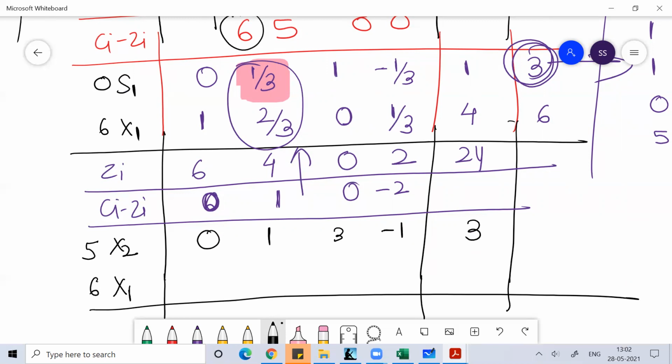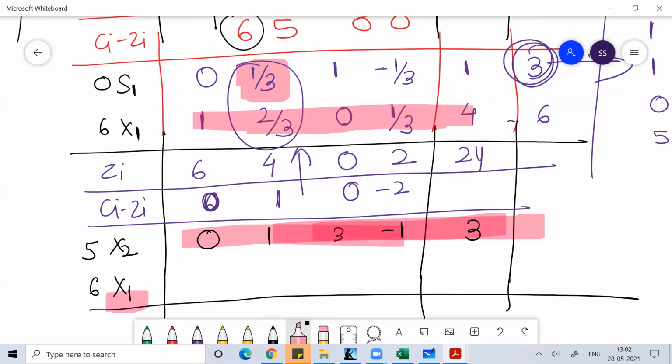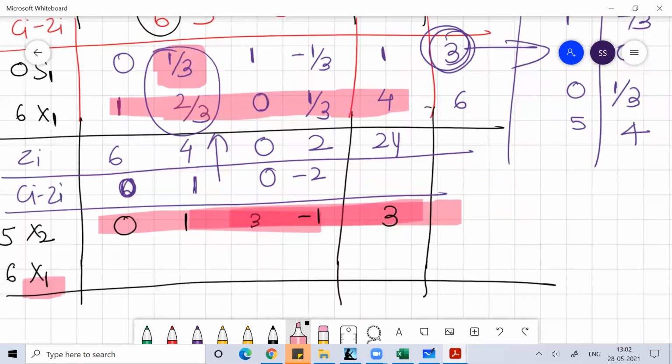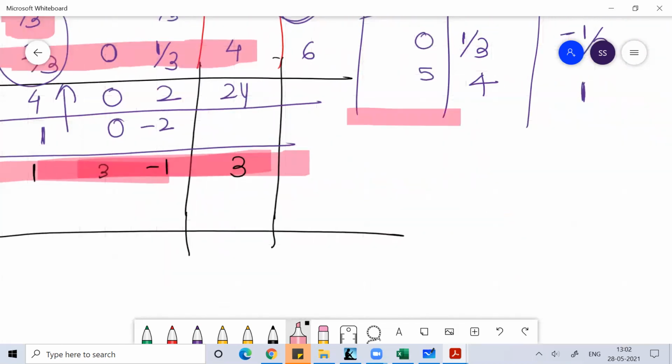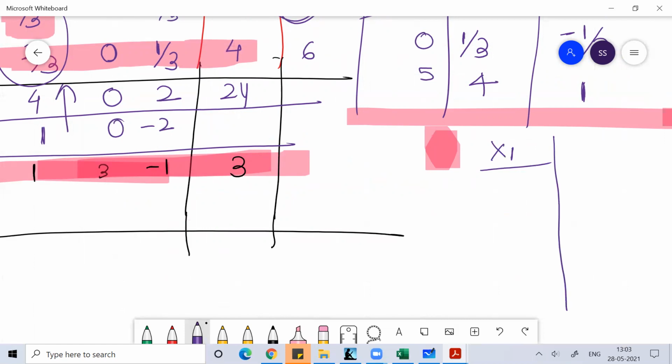So once you get this set of values, we'll call this the new element. And what is the old element? For x1, you want the value, no? So the old element will be the old value of x1. The old value of x1 is called the old element.